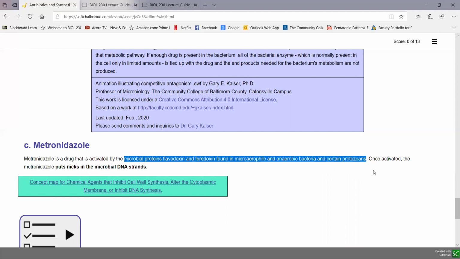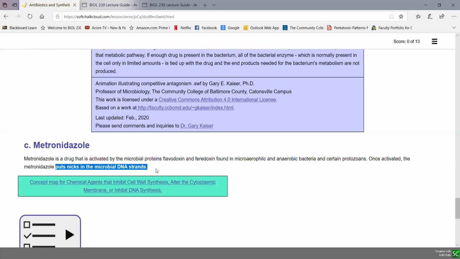And so in these organisms, proteins called flavodoxin and ferredoxin are activated by the metronidazole, and when activated, that puts nicks in the microbial DNA strands. It breaks the strands of DNA. So these are used against some anaerobic bacteria and also against a couple of protozoans that happen to carry out fermentation. They don't have an electron transport chain.